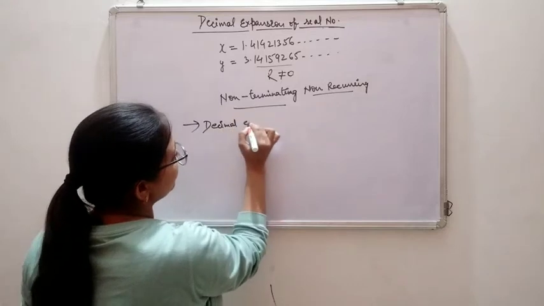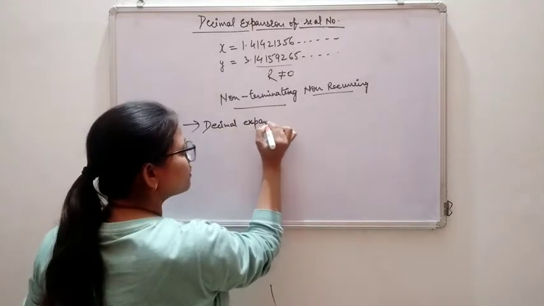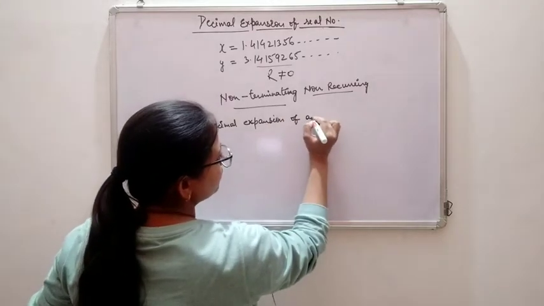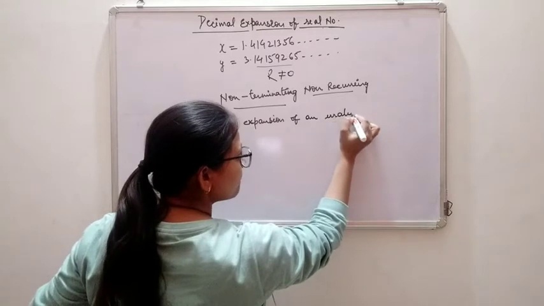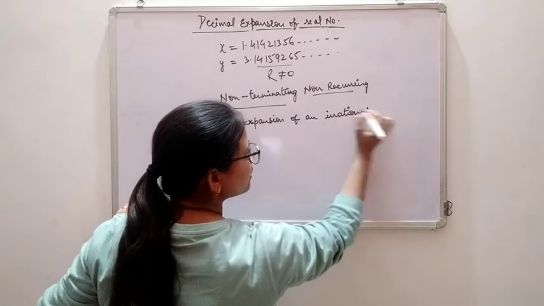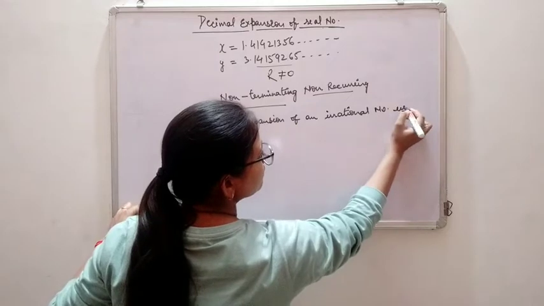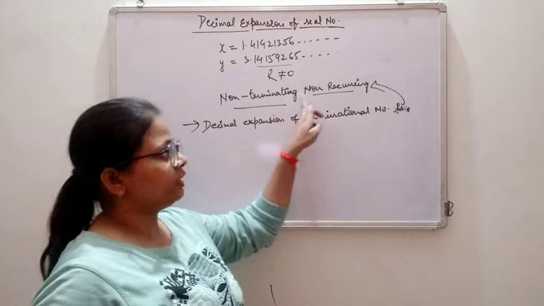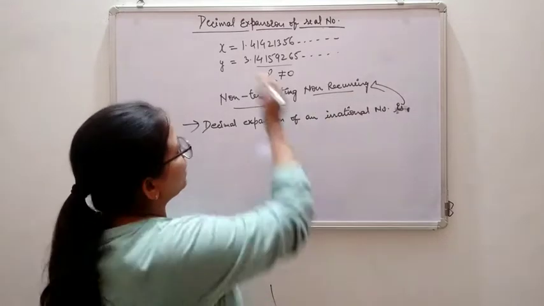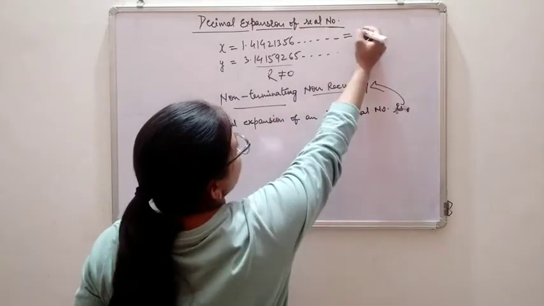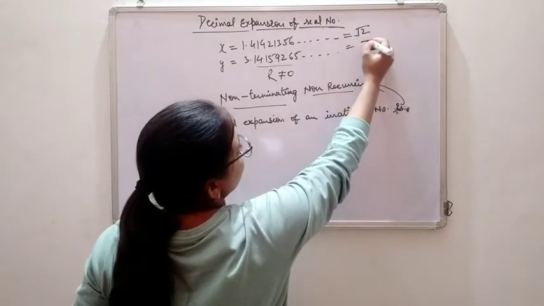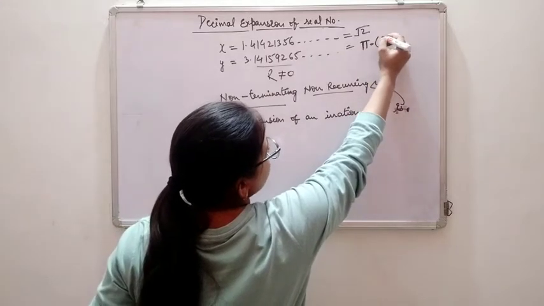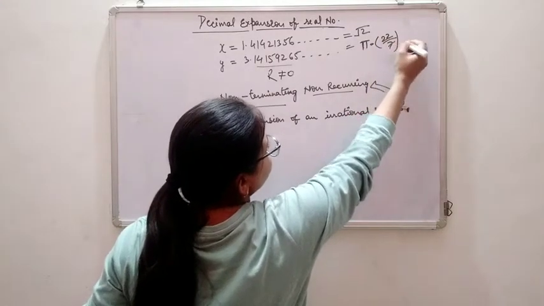So the decimal expansion of an irrational number is non-terminating and non-recurring. Clear? And this value is of √2, and this is of pi. We can also denote pi as approx value 22/7, right?